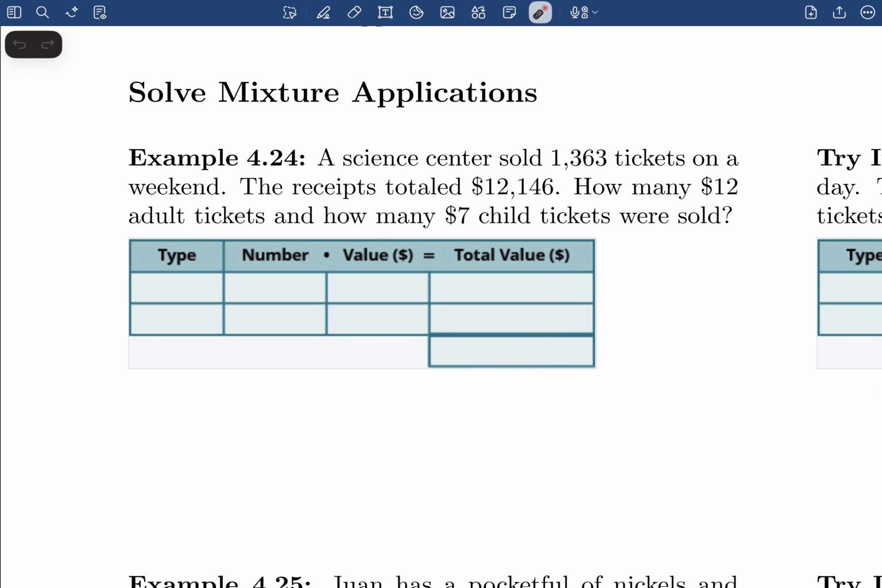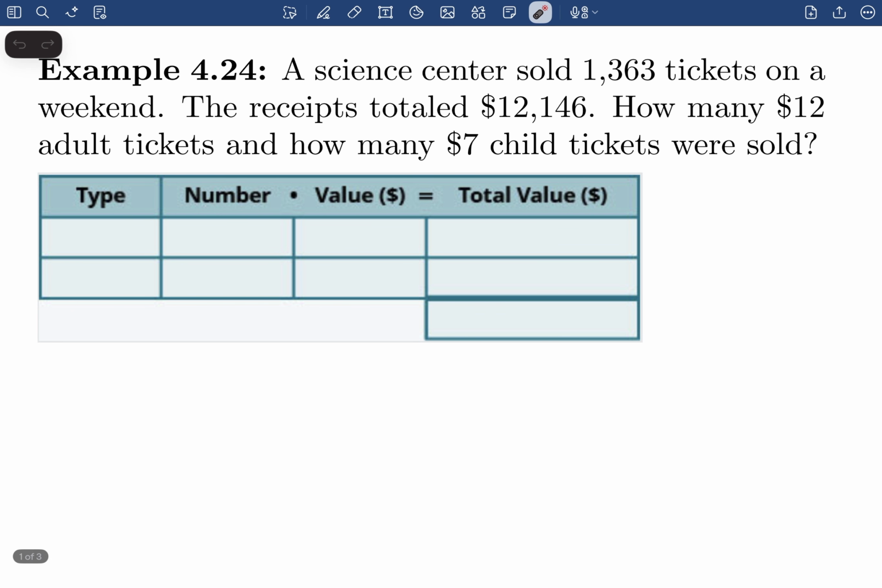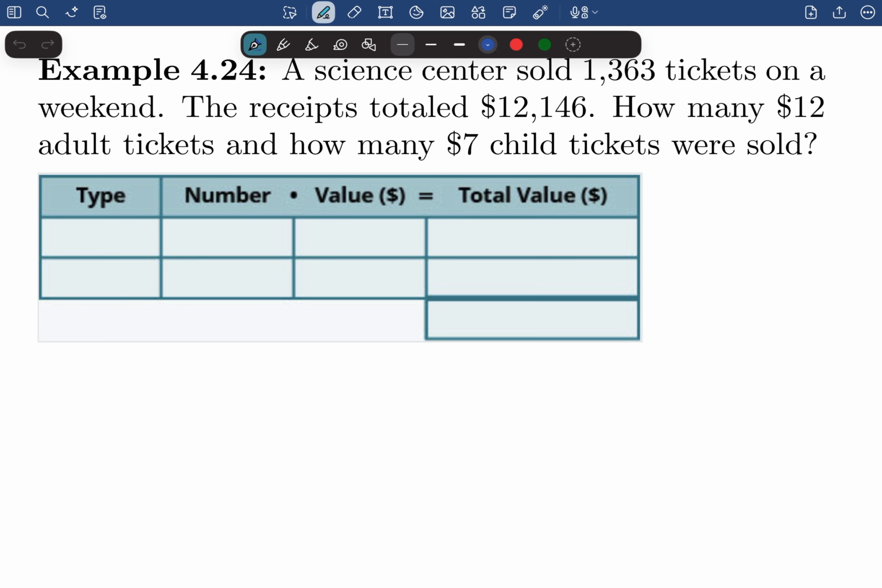I've created a table. Now, when you're testing, you'll be the one that creates a table like this if you want to organize the information ahead of time. I highly recommend it. It makes creating the system of equations much easier. Now, what are we dealing with? We're dealing with adult tickets and child tickets. So I'll write the type of tickets right here, adult versus child.